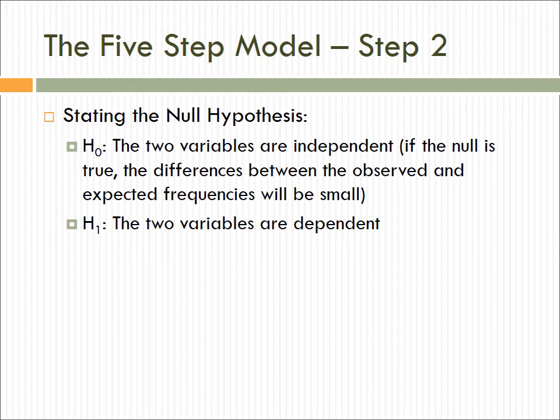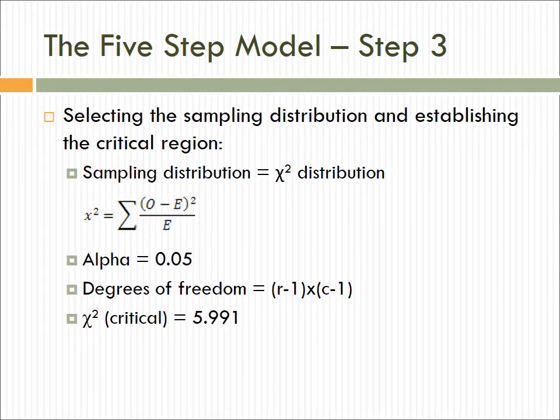And step 2 is we're going to state our working and null hypothesis. So in this case, our null hypothesis is that there's no relationship between the independent and dependent variables, and our working hypothesis is that there is a relationship between the independent and dependent variables. So then in step 3, we select the sampling distribution and we establish the critical region.